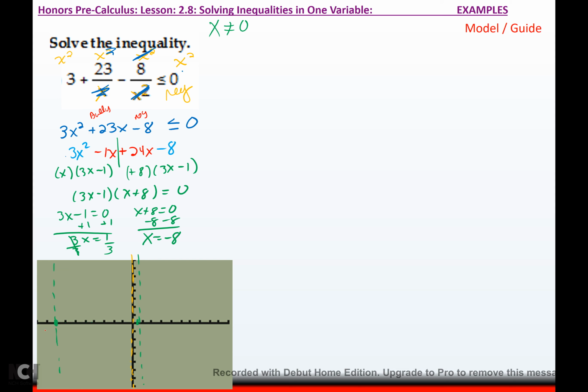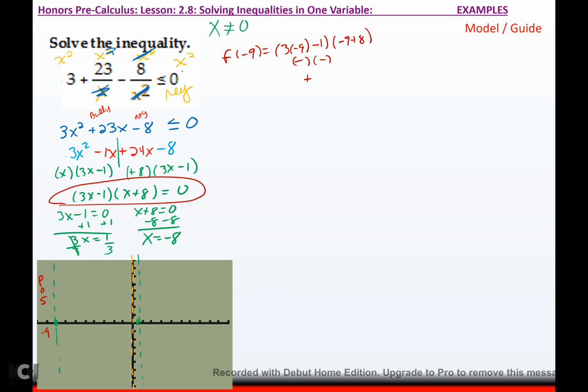If I pick something down here, like -9, and I plug it in, I'm going to plug it in here because it's easier to plug it into factors. If I find f of -9, I would have 3 times -9 minus 1 times -9 plus 8. That's negative. That's negative. That's positive. So this section is going to be positive. Right there.